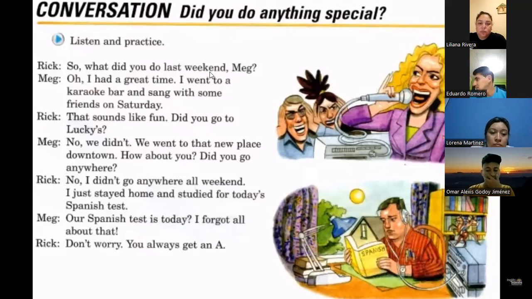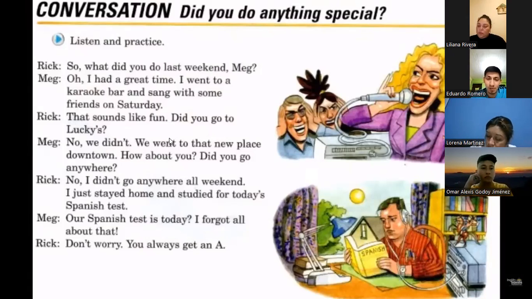So let's see, we have the first one, had. What is hat, chicos? What is hat? Sombrero. No, it's the past of have. And have significa tener, right? So it's just como tuve, right? Like tuve. I had, yo tuve, right? Very nice. We have this one, guys. Sang. Sang is the past of sing, right? Sing. Yeah. So it means cantar, right? Sang, canto, right? Perfect.